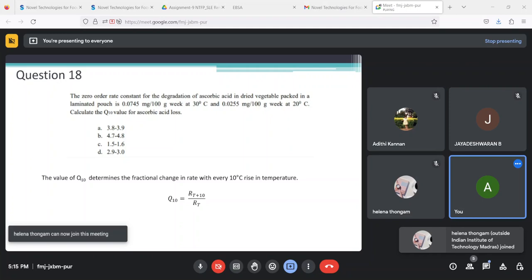So we substitute the values. Q10 is equal to 0.0745, which is at 30 degrees Celsius, divided by 0.0255, which is at 20 degrees Celsius. So the answer is 2.92, which is option D. Here you can see the Q10 value is greater than 1. If your Q10 value is equal to 1, both the rates are the same, which means that with respect to temperature, there is no change in the rate. That is when your Q10 value is equal to 1. So hope this is clear, how to calculate the Q10 value.